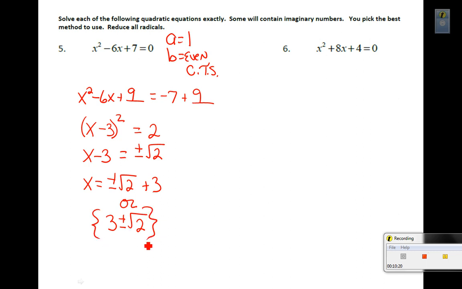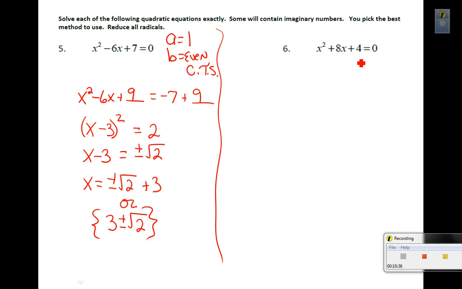So that's the method called completing the square. You could do that problem via the quadratic formula, but believe it or not, it's a little bit slower because you have to reduce and then take out a number. Number 6 is another one just like it.